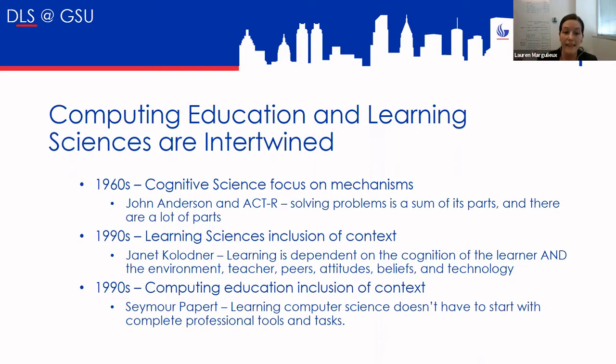since then. At the same time, in the late 80s, early 90s, computing education started thinking about context. Maybe we need to not be teaching people these complete, authentic, professional tasks, but we can actually make learning activities that are for the benefit of learning and then eventually progress them to complete professional tasks. And so Seymour Papert sort of spearheaded this idea that learning computer science doesn't have to start with these tools and just power through it until it finally makes sense. Maybe we can break it down in a way that is more suitable for learning, especially younger learners.